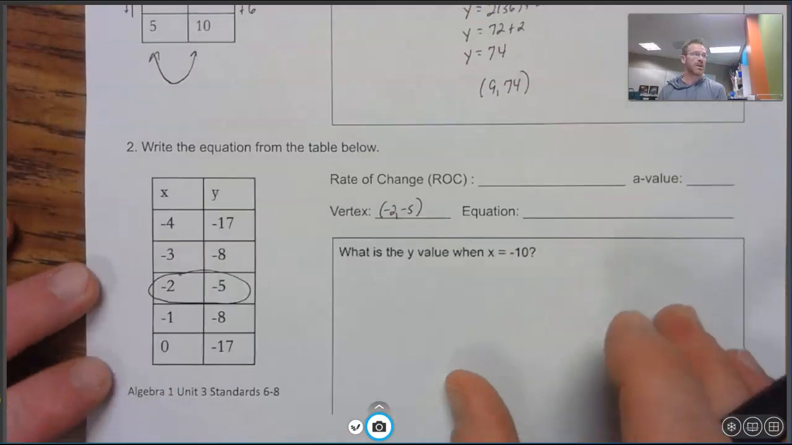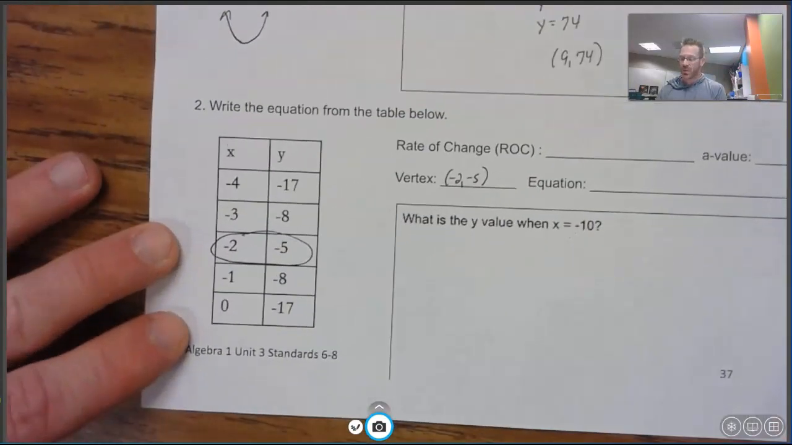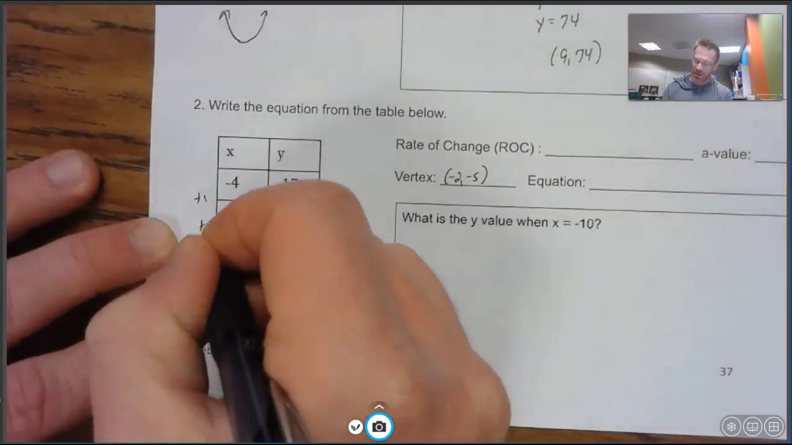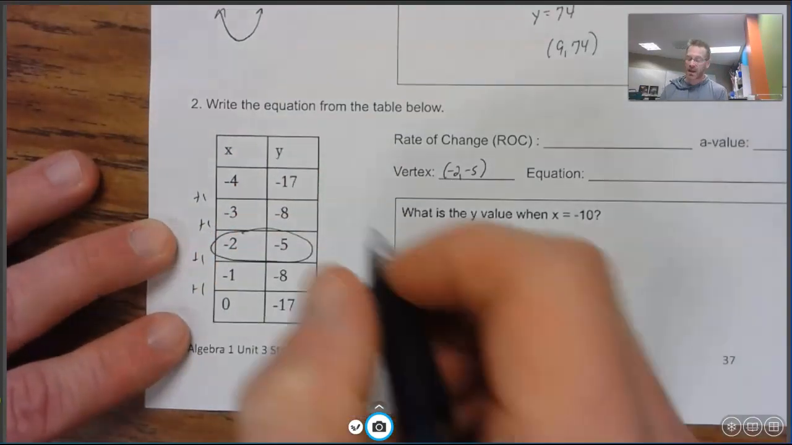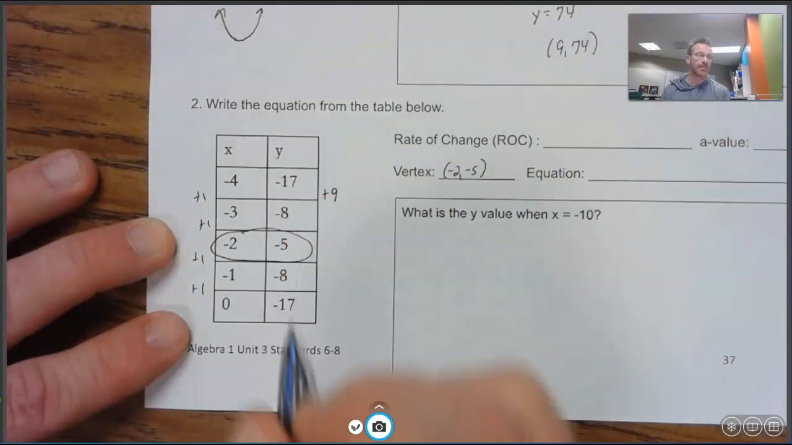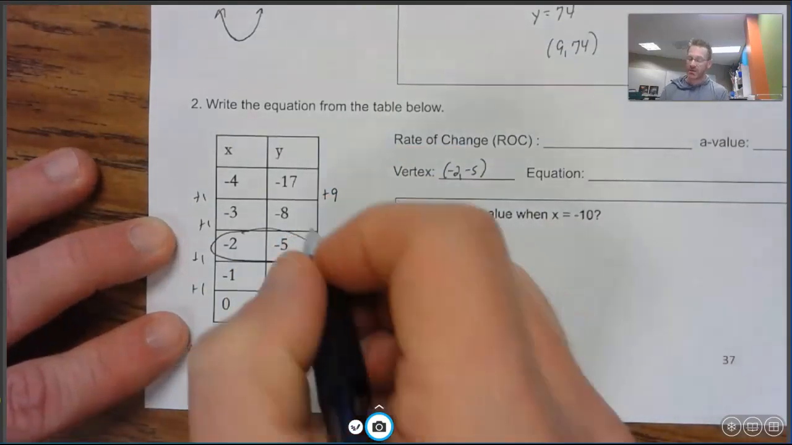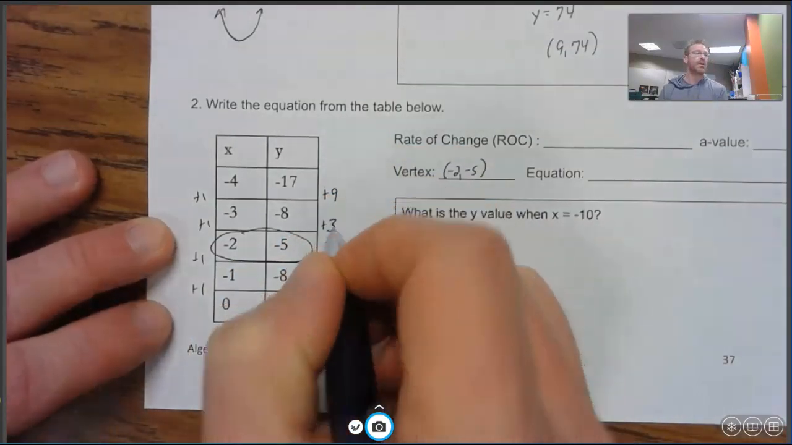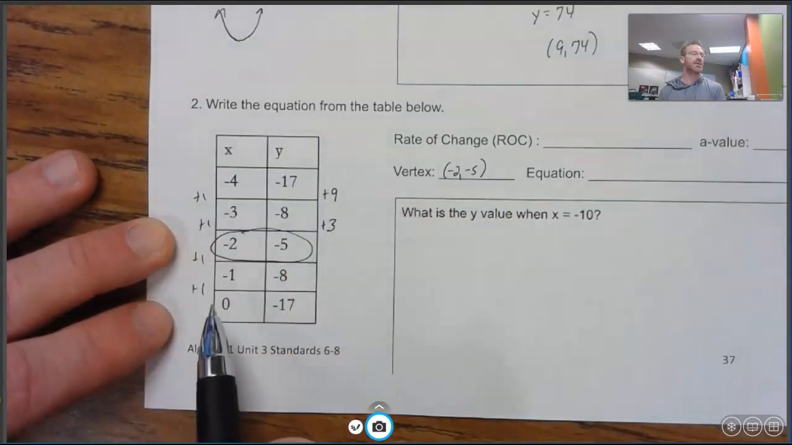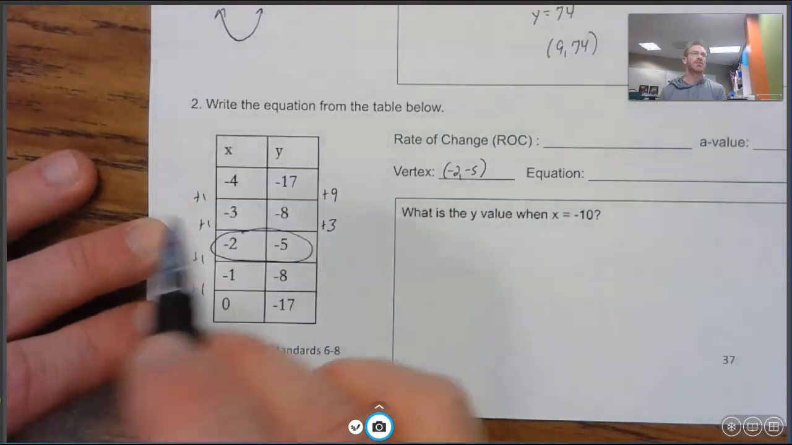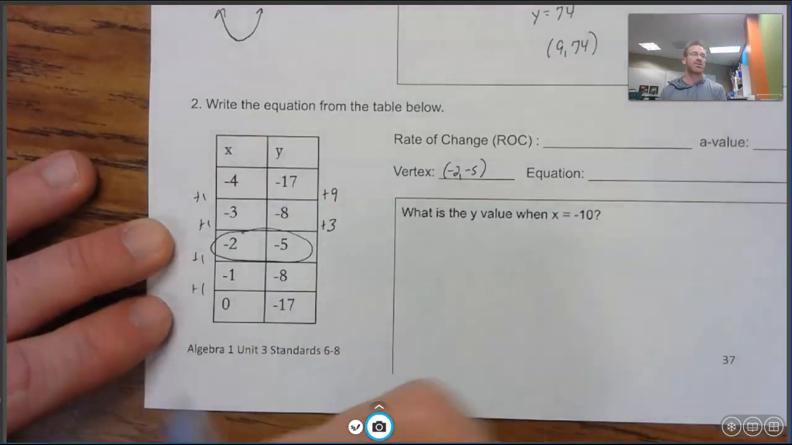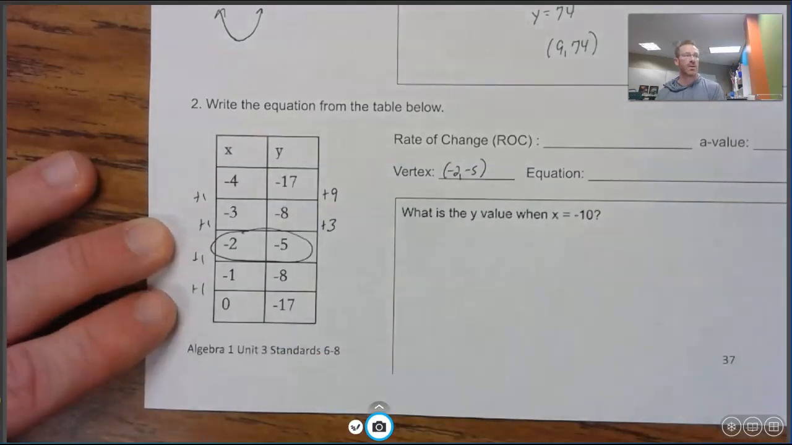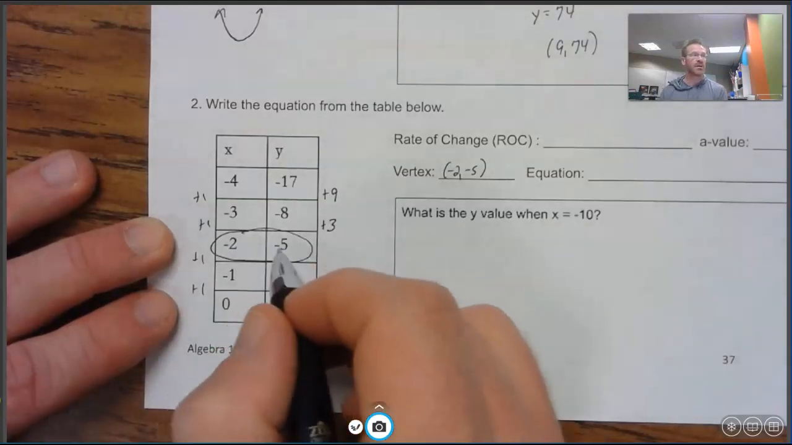So let's look at our rates of change. My rates of change for my x's all go up by 1. Now, -17 to -8 is an increase of 9. -8 to -5 is an increase of 3. So my first rate of change is 9 to 1. My next rate of change is 3 to 1. So what that tells me is it cannot be absolute value. I do not have a constant rate of change. So this confirms that it has to be quadratic. Now I hit my turning point, -5, -8.